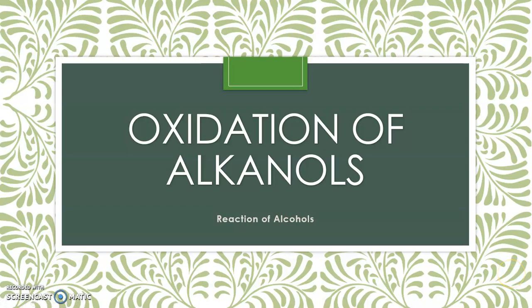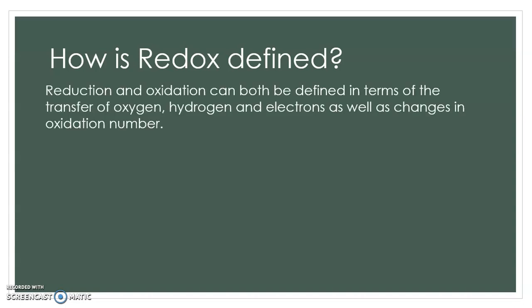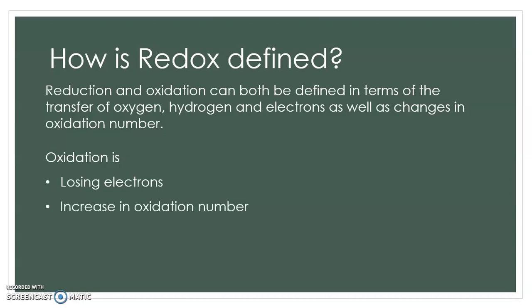Oxidation of alcohols. So if there is oxidation, there should be reduction as well, right? But how does it work with organic compounds? We need to look at redox reactions in a new light, actually an easier way to look at redox reactions. Reduction and oxidation can both be defined in terms of the transfer of electrons, which we already know, right? So for example, oxidation is losing electrons and increasing oxidation number.